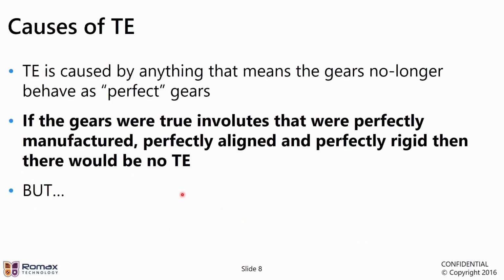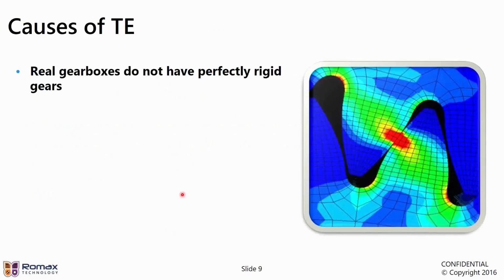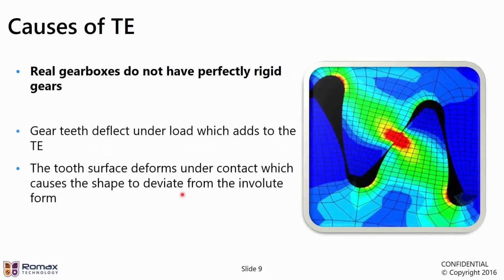So what causes transmission error? We know transmission error causes gear whine, but what causes transmission error? We've said that if we had perfect gears, we would have no transmission error, but we don't have perfect gears. If they were true involute gears, perfectly manufactured, perfectly aligned, perfectly rigid, then we wouldn't have TE. But in the real world, real gearboxes don't have perfectly rigid gears. The gear teeth deflect under load, they bend and they deform. The tooth surface itself deforms under high contact load, which causes the shape of the gear to change.